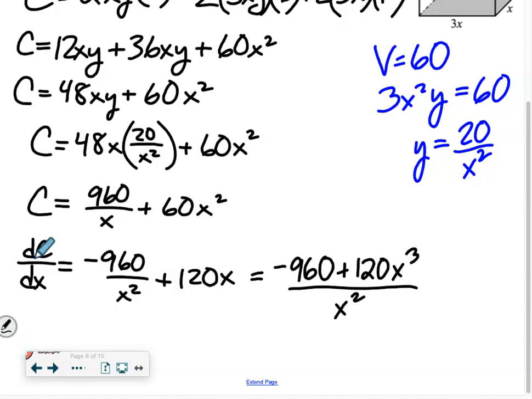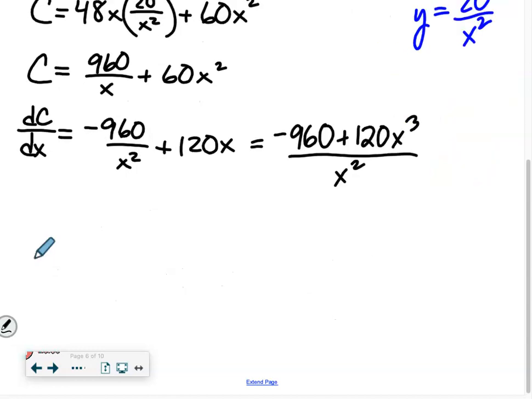Now, we either find where the derivative is 0 or undefined. If the derivative is undefined, what's our x value? 0. So that would definitely minimize the cost of the box, right? Okay, except we have no box, and it wouldn't fit the problem because the volume wouldn't be 60, right? The volume would be 0. So that would be silly. So instead, we set the top equal to 0. And you get 120x cubed equals 960. So you get x cubed equals 8.